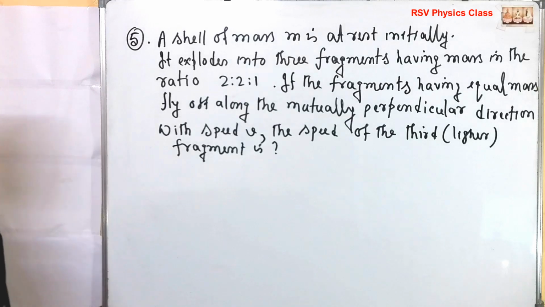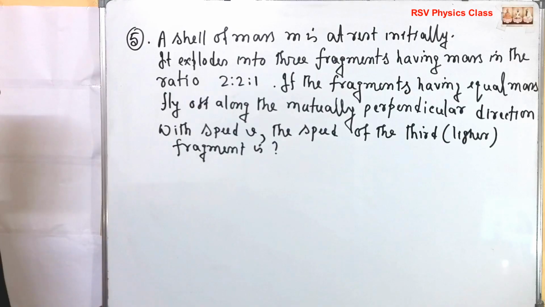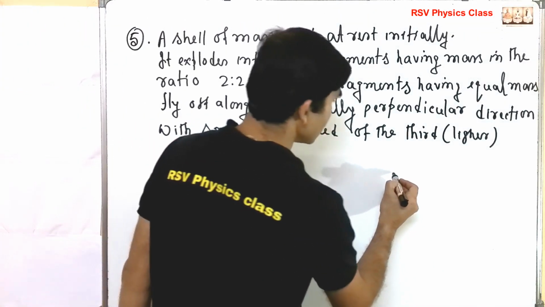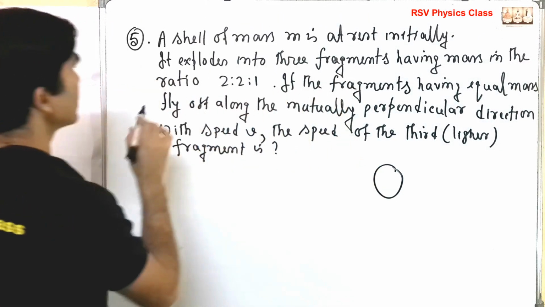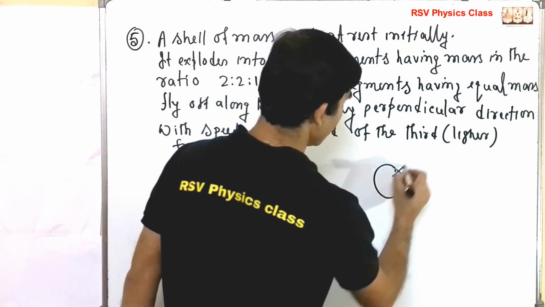Okay. Problem number 5. A shell of mass m is at rest initially. It explodes into 3 fragments having mass in ratio 2:2:1. If the fragments having equal mass fly off along mutually perpendicular directions with the speed v, then the speed of the third, the lighter one of the fragments, is how much? Okay. Now see, this is one kind, a bomb. One mass, the shell, it explodes.